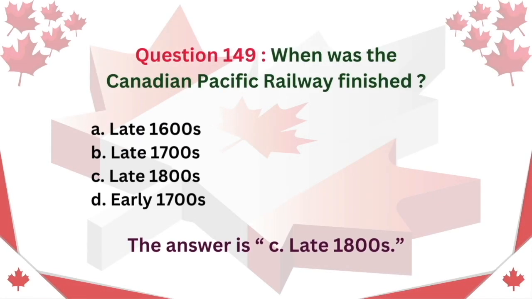Question 149. When was the Canadian Pacific Railway finished? A. Late 1600s. B. Late 1700s. C. Late 1800s. D. Early 1700s. The answer is C. Late 1800s.